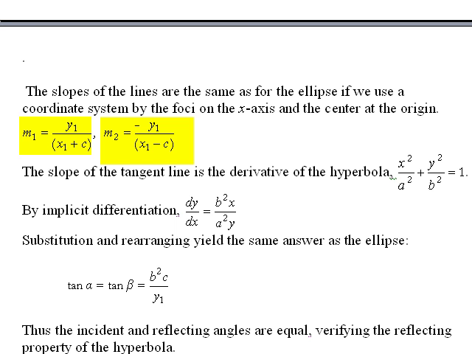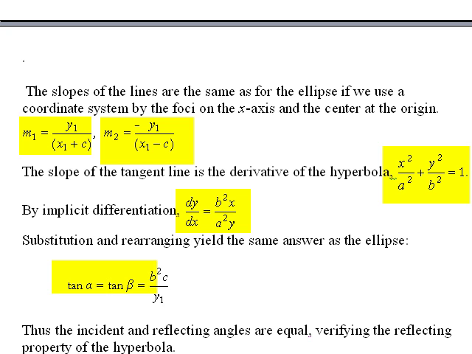Now what is the slope of the tangent line? That would be the derivative of the hyperbola. Here's the expression for the hyperbola. Again, we use implicit differentiation and find dy by dx is b squared times x over a squared y. Evaluate that at the point P, x1, y1.